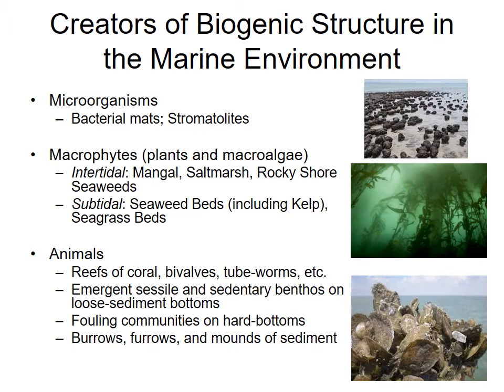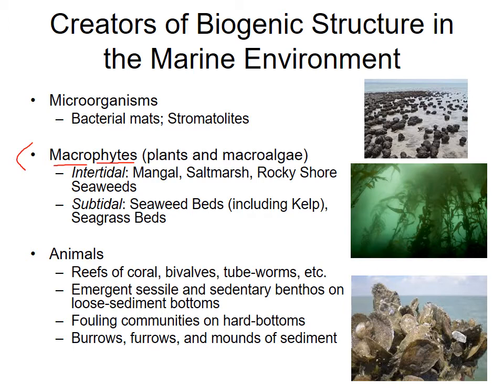Then there are multicellular organisms that create biogenic structure as well. Multicellular plant-like organisms that create biogenic structure are called macrophytes. Macro means big and phytes means plants or plant-like organisms. So multicellular plants and seaweed would be considered macrophytes. And I've divided the macrophytes up into intertidal macrophytes that live in the area that's only underwater some of the time. So that includes mangle habitat, which has mangrove trees in it, saltmarsh habitat, which has herbaceous vegetation in it, and rocky shore seaweed habitats that are exposed at low tide.